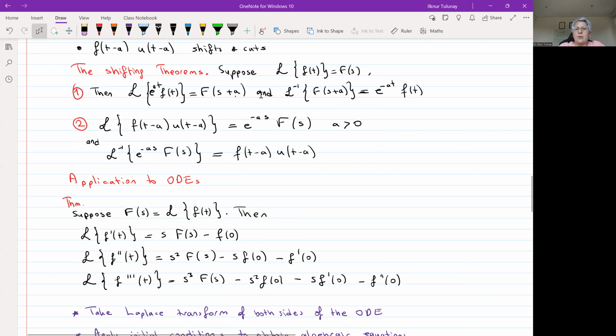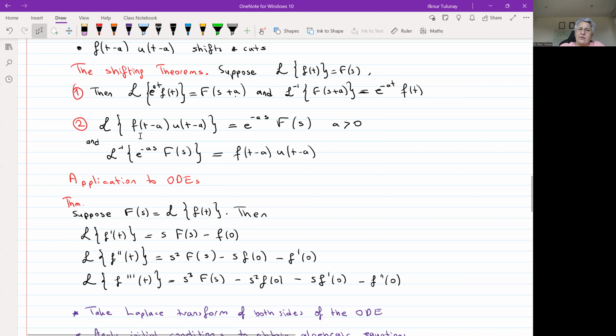Another way of putting it, the shifting means basically this part. So t is the independent variable for the f function, and s is the independent variable for the big F function. So s plus a is the shift, meaning you are putting s plus a whenever you see s in that function. That gives you a shift in terms of the dynamical system.